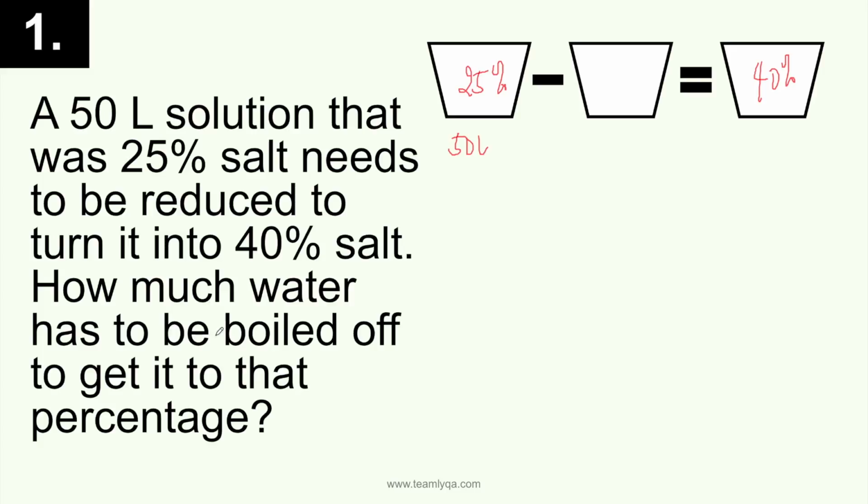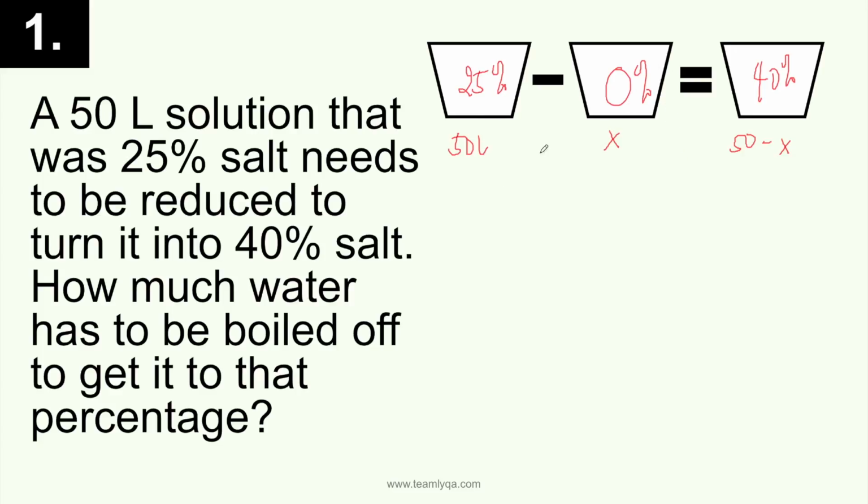Ito nakalagay, how much water has to be boiled off. Ibig sabihin, babawasan mo siya ng pure water. Now, ang pure water is 0% salt. So, you put 0% here. Okay? And then, hindi natin alam kung gaano siya karami. So, this becomes X. And this right here becomes 50 minus X. Again, copying lang yung nangyari na yan like we did before dun sa aking explanation dun sa solution.